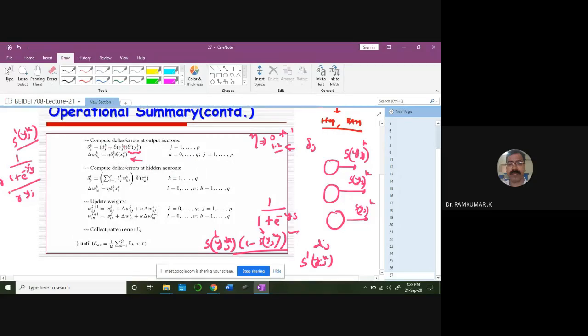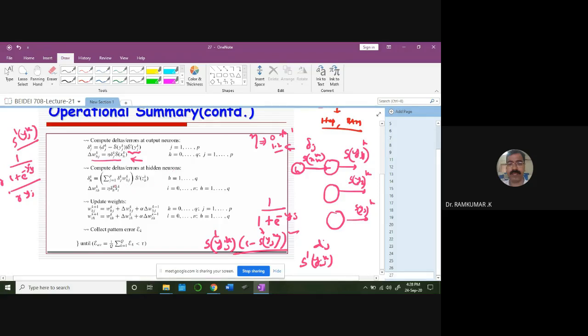So delta jk is computed like this, and s into shk. What is this? This is the output of the hidden neuron. The output of the hidden neuron is given by s into xh k, at the kth iteration. So that is the value. Then compute delta errors at the hidden neurons.